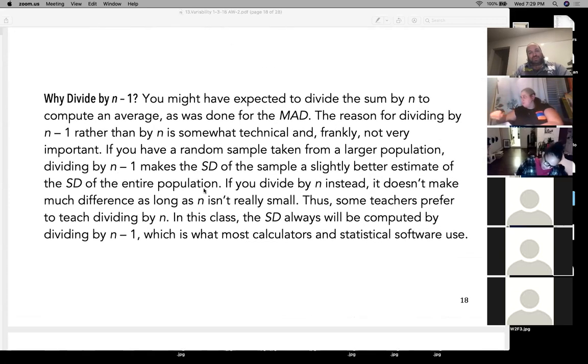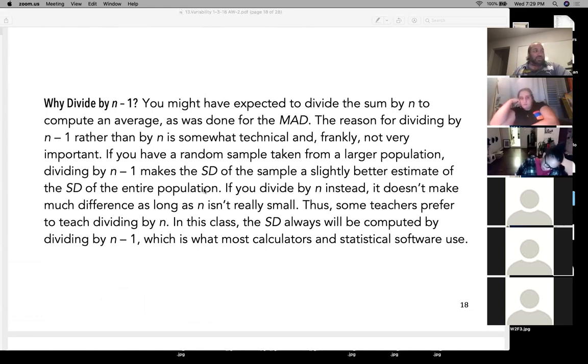Now the better question is, why are we dividing by n minus 1 and not dividing by n? And the truth of the matter is, this is a question that you should know the answer to, or at least be able to say something about, because your students are going to ask it. Your students are going to say, hey, why is the other one n, but this is n minus 1? And the answer is, it's really too complicated to say at this level, to be honest.